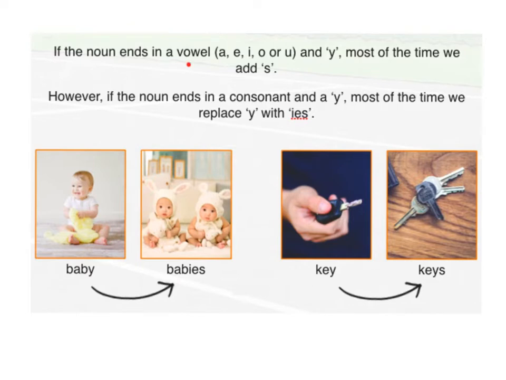If the word ends in a vowel or y, usually we just add an s. However, if the word ends in a consonant and then a y, then we replace the y with ies. So baby has a b, a consonant, and then a y. So we have to drop the y and add ies. Key ends in a y, but before the y there is a vowel, so all we do is add an s on the end of this one.